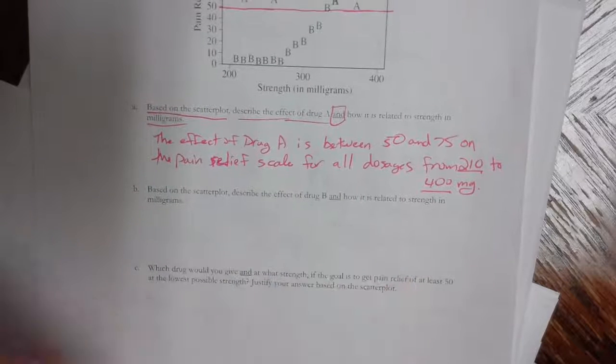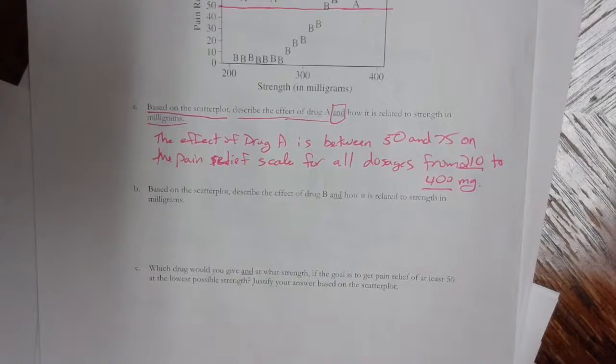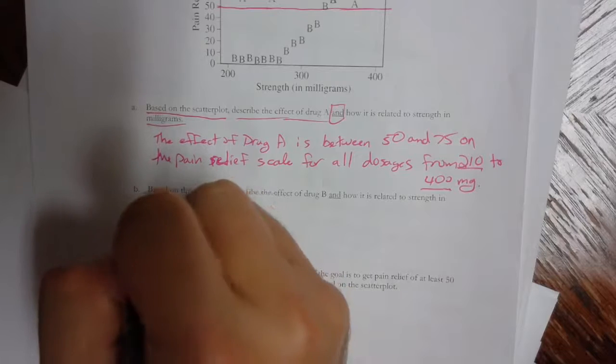Based on the scatter plot, describe the effect of drug B and how it's related in strength in milligrams. So I think this one is a little more complicated. We actually have to maybe break this up in a couple of pieces.